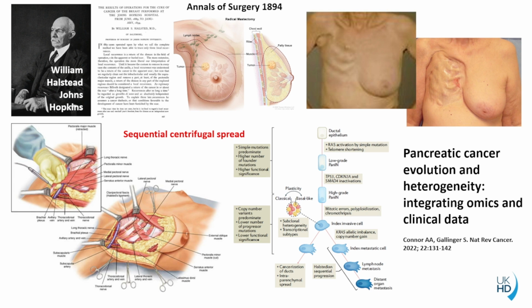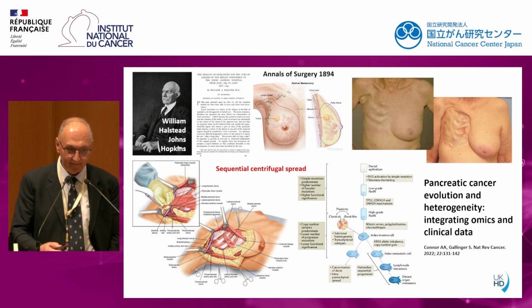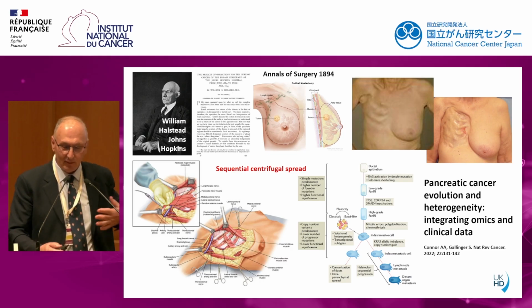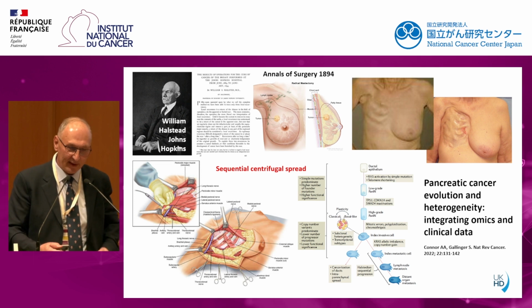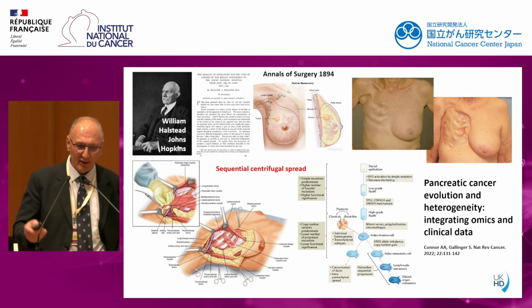more and more of the surrounding tissues, the Halstedian concept of sequential centrifugal spread. And it got to a stage where actually they were removing rib cages and all the rest of it. Never really worked.